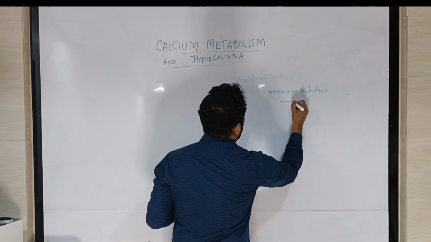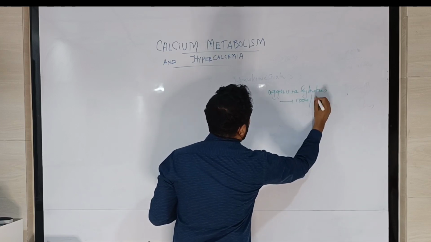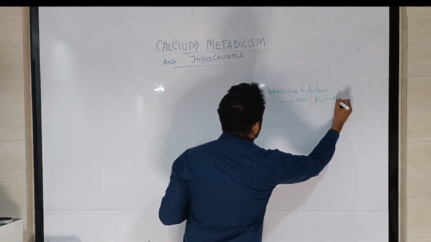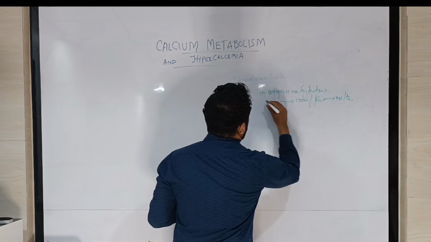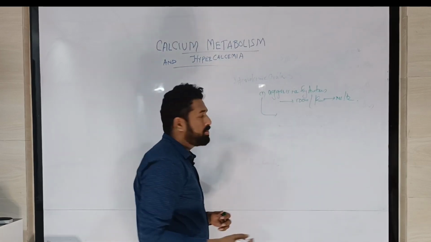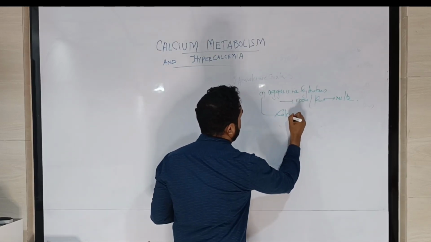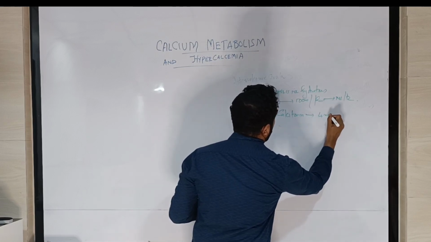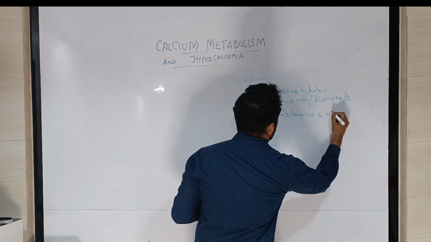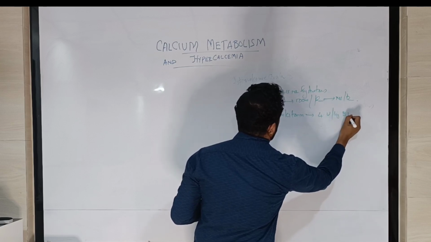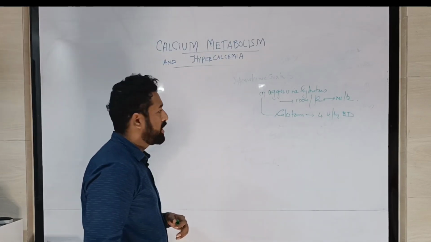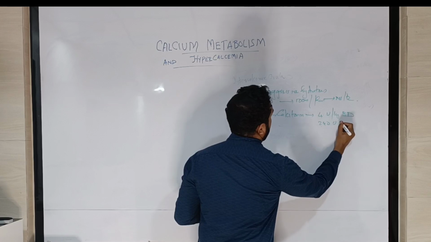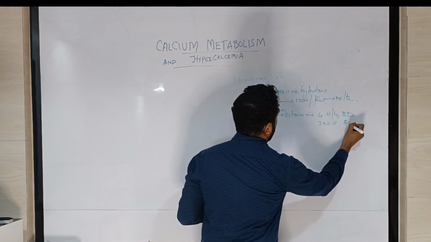Aggressive hydration: you have to give around 500 ml per hour of fluids. You can give NS or RL. The next step you can do is give calcitonin, 4 units per kilogram BD. If the patient is around 60 kg, 60 into 4 is 240 units BD, which you can give subcutaneously.